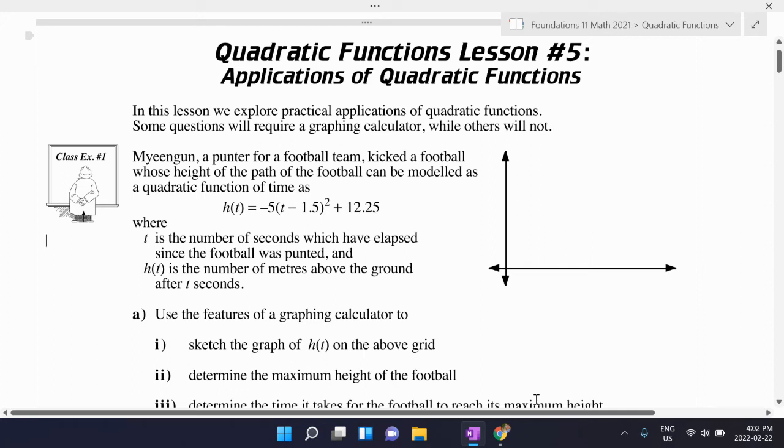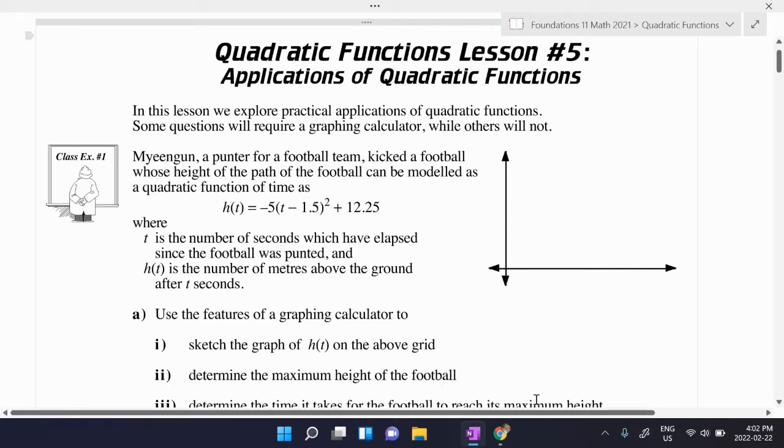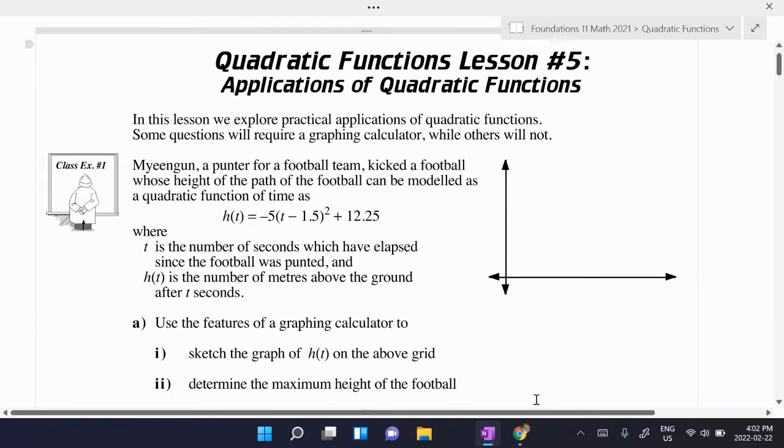Quadratic functions, lesson 5, applications of quadratic functions. So this actually gets used quite a bit in different ways. We're going to go over one way of doing it together, one problem together, and then it's up to you to put it into practice elsewhere. So first off, we have this thing.